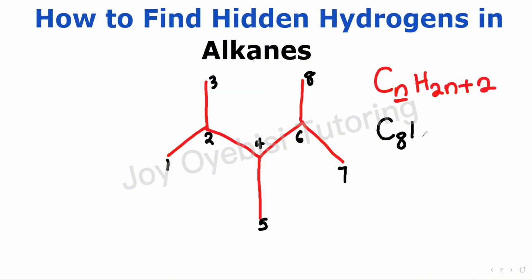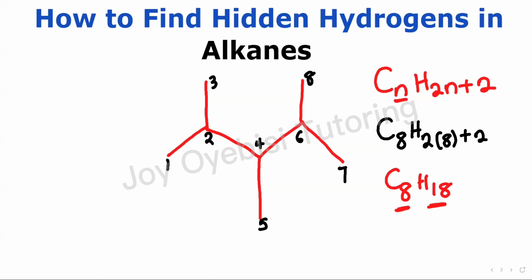Then we substitute the value of n to this. You have 2 times 8 plus 2. So that means that the molecular formula is C8, H 2 times 8 is 16 plus 2, that's 18. So in conclusion, we have 8 carbons, 18 hydrogens. This is one of the easiest ways you can do it. Regardless of the number of branches you have, so far it is just an alkane with only carbon and hydrogen. This formula will work all the time.